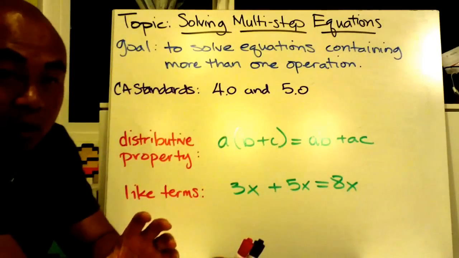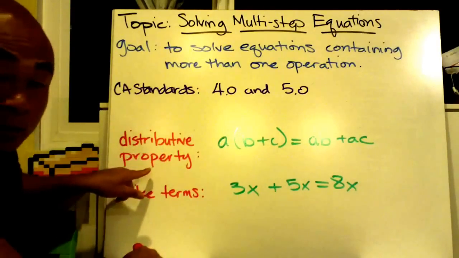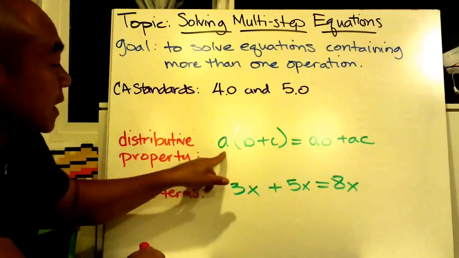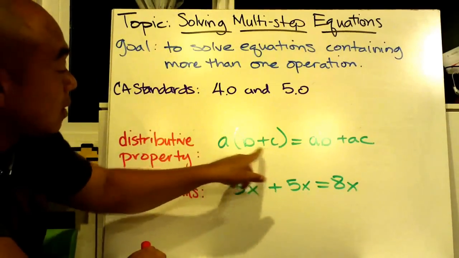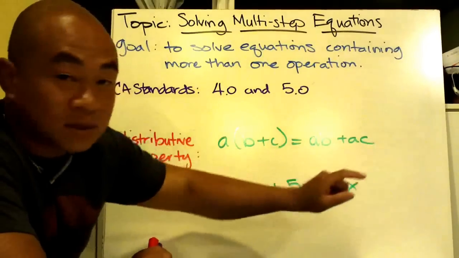Now, let's go back and do a real quick review. We need to remember the distributive property. That means if you see something that looks like A times the quantity B plus C, it's going to be A times B and then A times C, and it comes out to be A times B plus A times C.